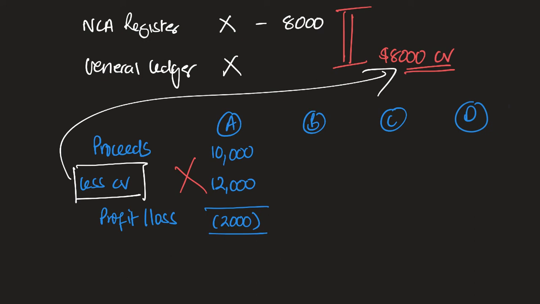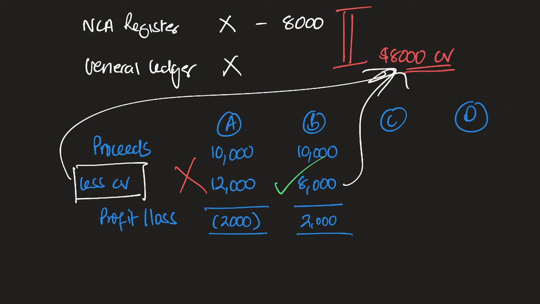Now, if we read on, it tells us in option B that disposal proceeds are 10,000. They've made a profit on disposal of 2,000. So I'm keeping that as a positive. In order for this to hold true, it must mean that the carrying value is 8,000. Now, lo and behold, what we do establish is that that is the correct answer. We are looking for an $8,000 carrying value difference, and option B confirms that.